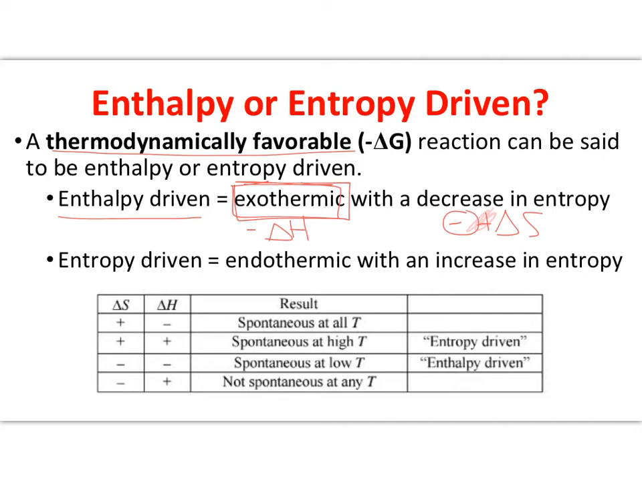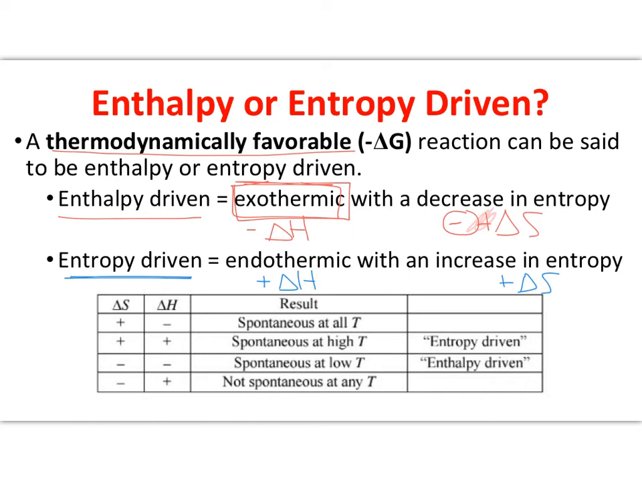Entropy-driven reactions are going to be the opposite. These are situations where the reaction's endothermic, so it's actually a positive delta H, but there is an increase in the entropy, and the increase in the entropy must overwhelm the endothermic nature of the reaction and lead to a negative delta G overall, so a spontaneous reaction.